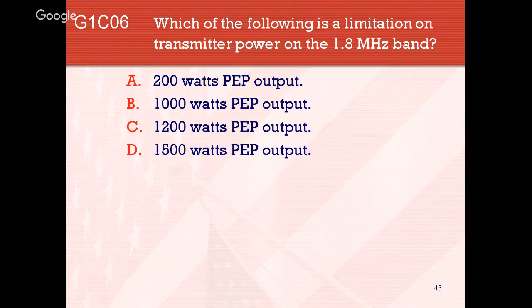Which of the following is a limitation on the transmitter power on the 1.8 megahertz band? Again, it's your general class privileges to operate for 1,500 watts PEP. So D is your correct answer.